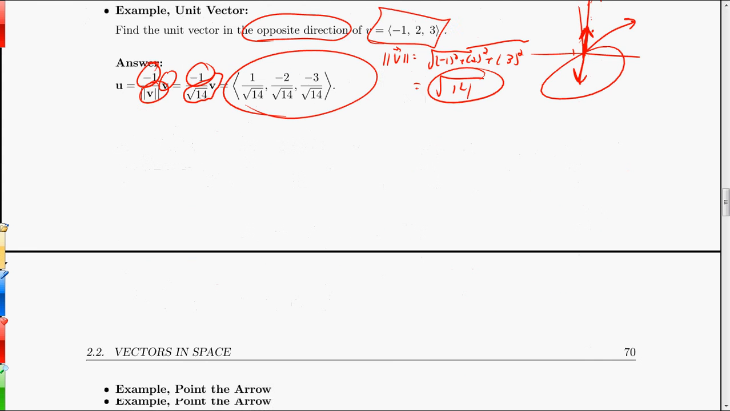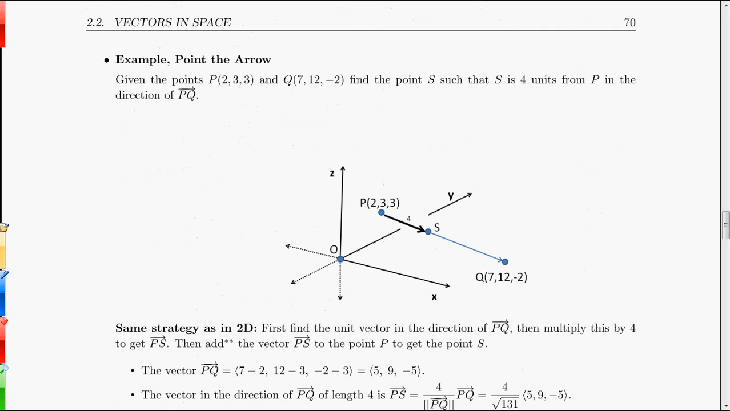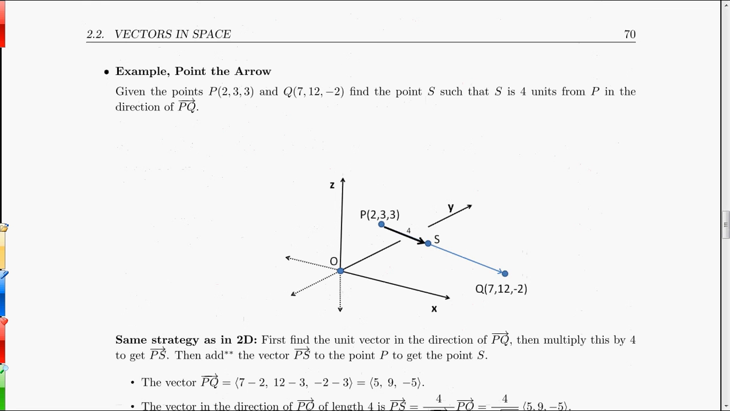Alright. Do I have any more examples? Yes. Okay, so here's the game. We did this game in 2D. We'll do it again in 3D. It follows the exact same process.